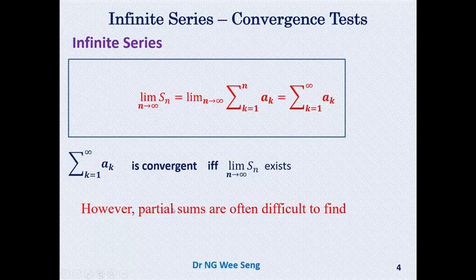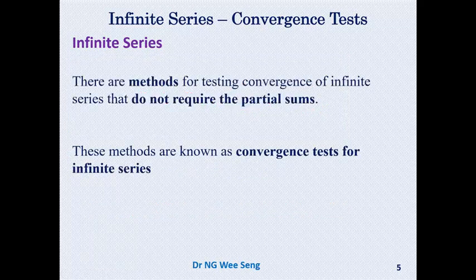There's one problem. Partial sums S_n is not easy to find in most cases. We can find S_n only for simple series, such as the geometric series. So we do need methods for testing convergence that do not require the calculations of partial sums. These methods are known as convergence tests.